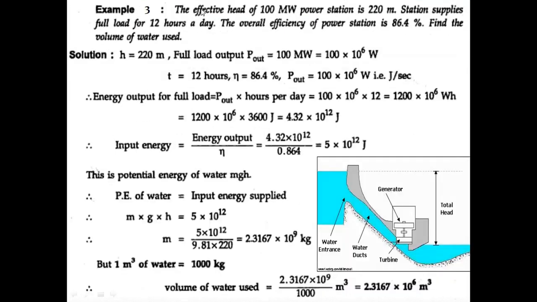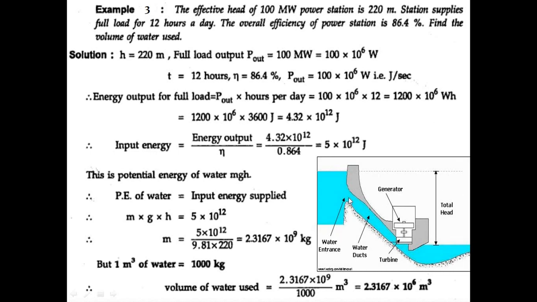Next problem. The effective head of a 100 megawatt power station is 220 meter. 100 megawatt power station means here the output power is electrical, which is given as 100 megawatt. Mega means 10 raised to 6 watt. So 100 into 10 raised to 6 watt. Then effective head means the height.